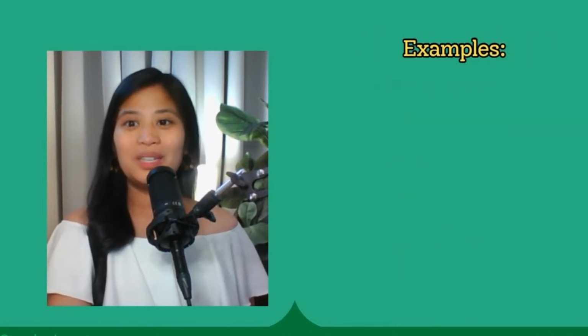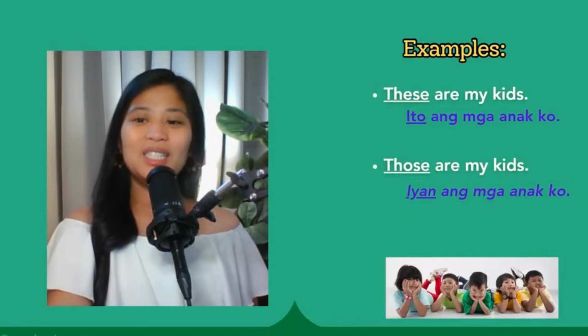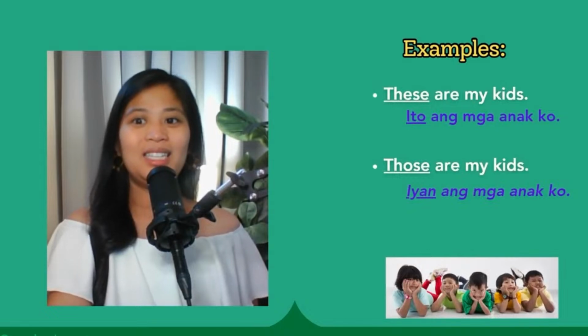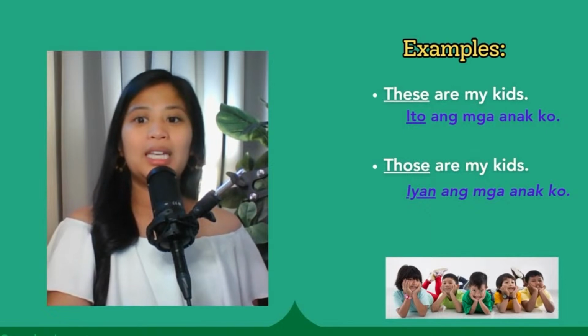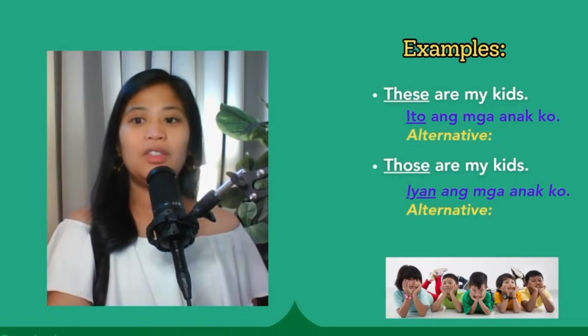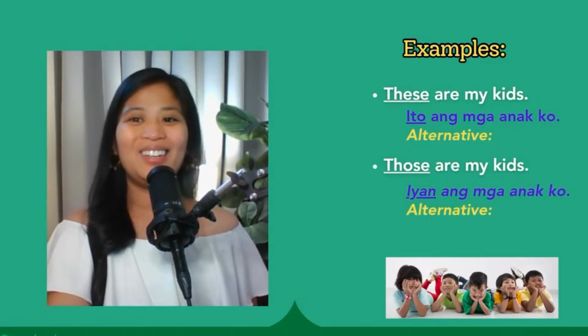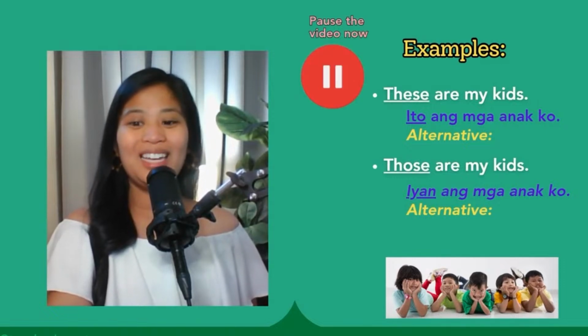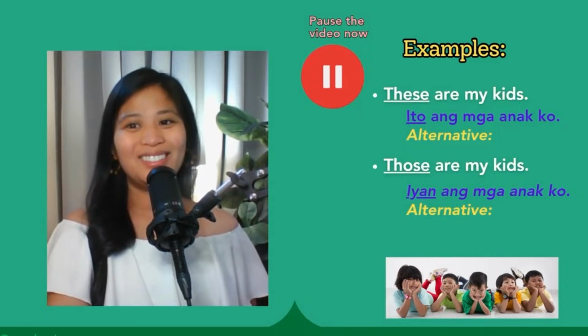So let's do some examples. These are my kids is ito ang mga anak ko. We learned that. And then those are my kids. Yan ang mga anak ko. I want you to think of the alternative. Remember, we took out the word ang, and then we had to switch up the order. So if you need to take a look at the last slide, you can flip back. But go ahead and pause the video now if you'd like, and then we'll go over it.